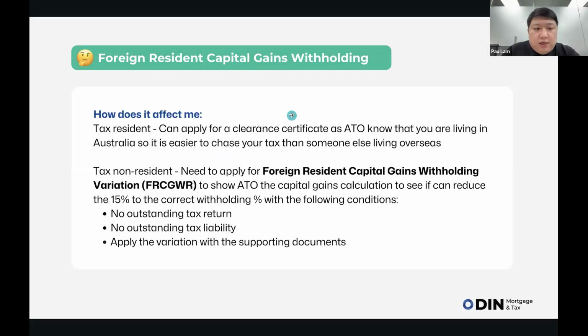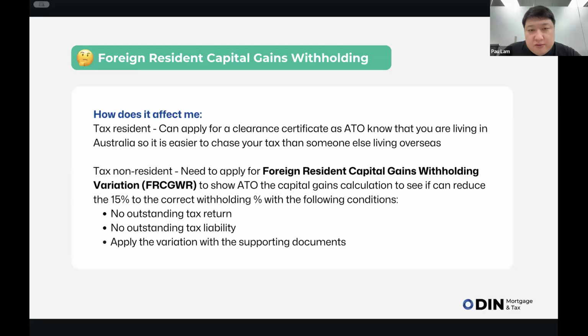But when it comes to a non-resident, then we don't get that. We don't get a clearance certificate, so we would need to apply for a foreign resident capital gains withholding variation. We can only change the rate of 15% to something lower. In order to do that, we need to show the ATO the calculation on capital gains tax, to show them, all right, this is the math. I actually don't need to pay 15% of my sales price. I can bring it down to 5%, for example. Then I agree to only withhold 5% at the settlement and send that to the tax office.